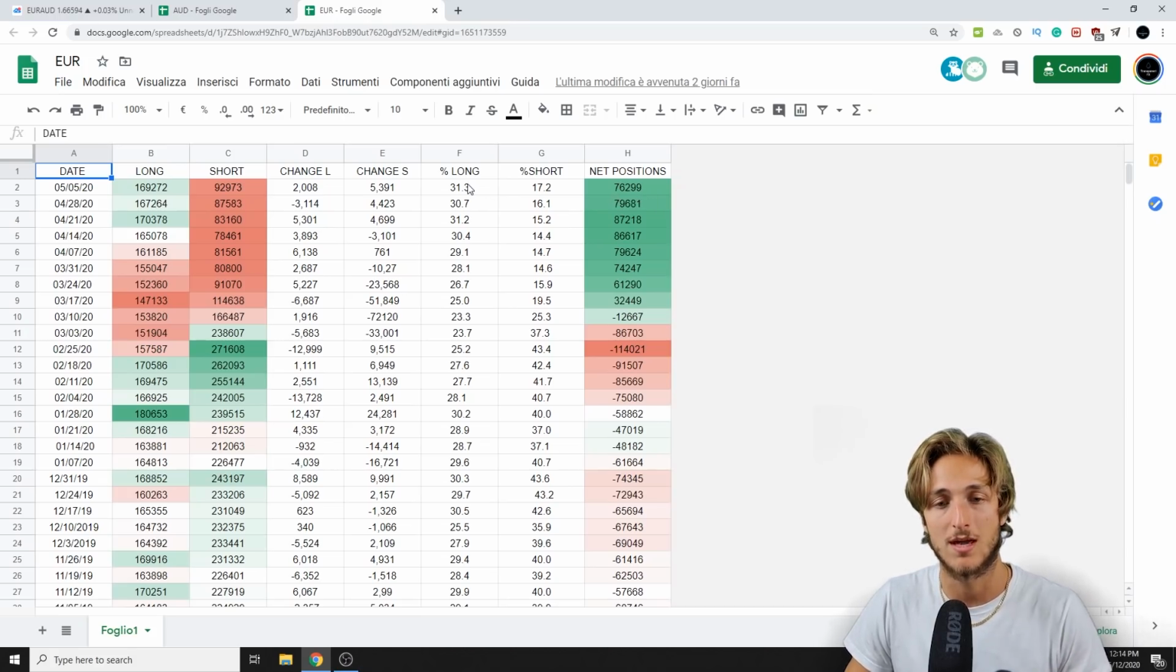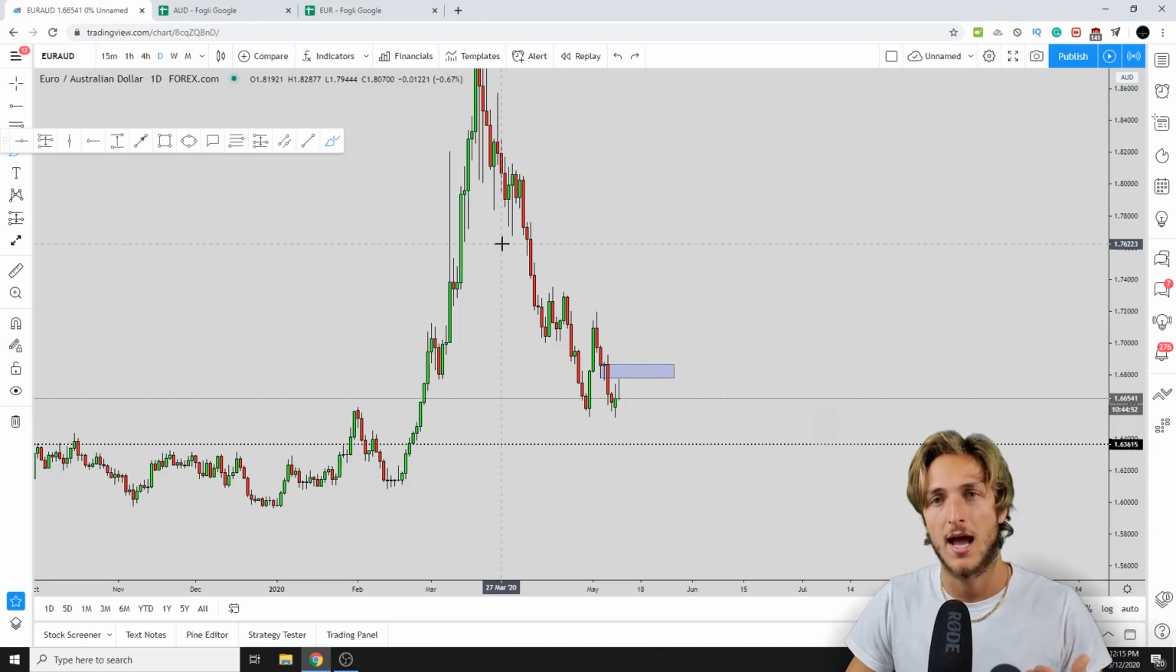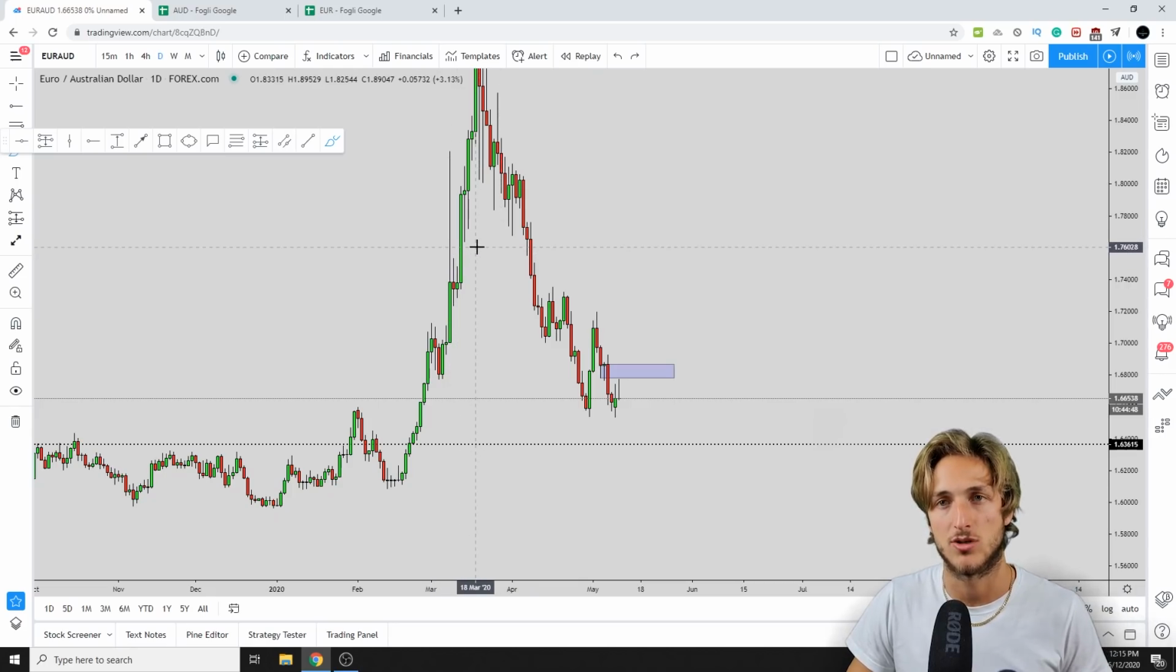In fact, we now have a 31.3% long exposure and a 17.2% short exposure in the market from an institutional perspective on the euro, which means that we can expect some bullishness if, obviously, we get proper confirmations. So how can we wrap all this up from an execution perspective? How do we have to look at the market knowing all this data?